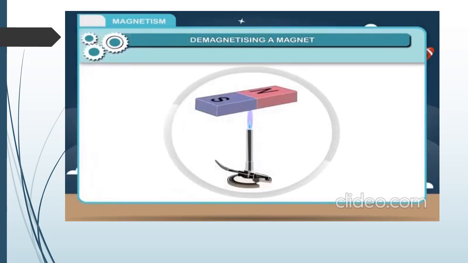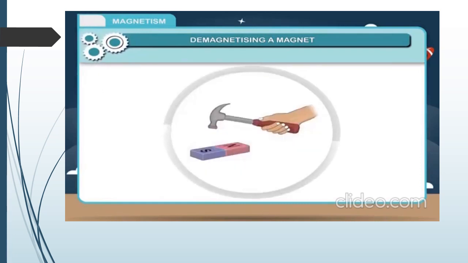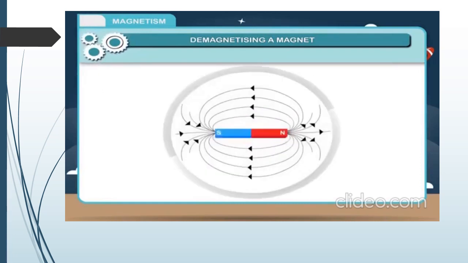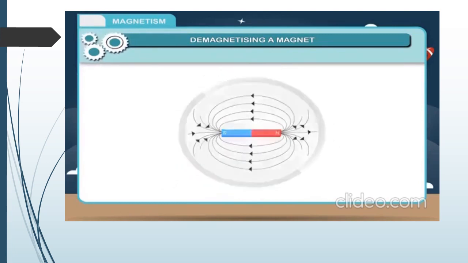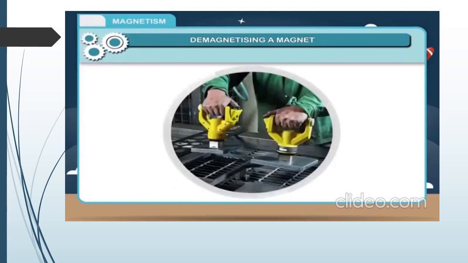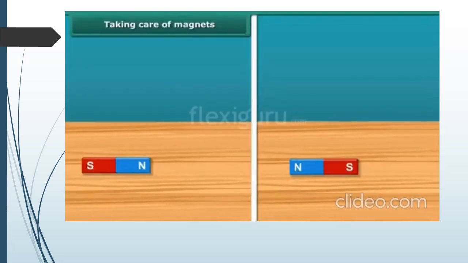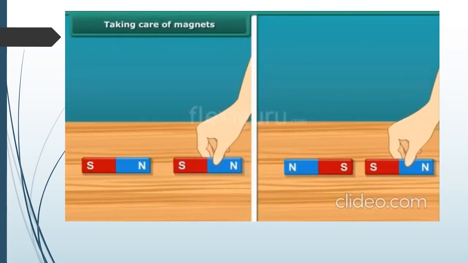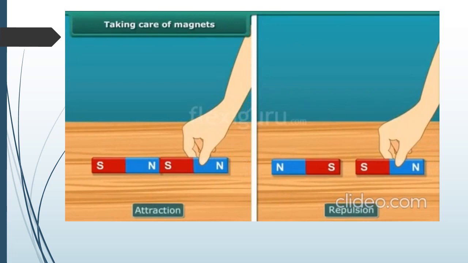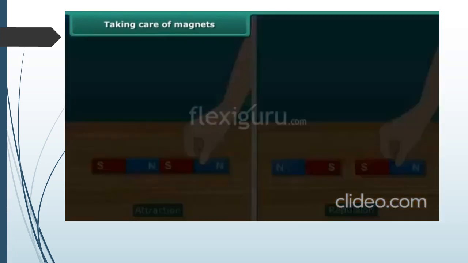1. By heating the magnet. 2. By hammering the magnet. 3. By passing an alternating current around the magnet. 4. By rough handling. Taking care of magnets. We are now aware of the attraction and repulsion properties of a magnet. To keep magnets safe and in working condition, follow these guidelines.